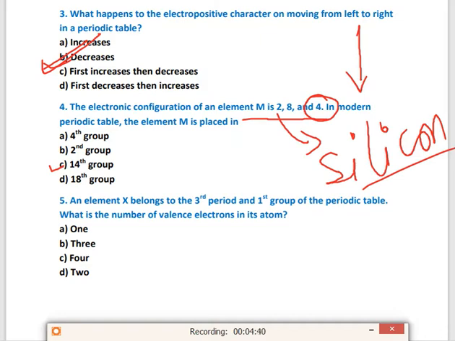Now the next question. An element X belongs to the third period and first group of the periodic table. What is the number of valence electrons in its atom? As we all know, elements which are present in the first group of the periodic table have only one valence electron, since they are present in group number 1. So the number of valence electrons will be 1. So our answer is 1. Okay.